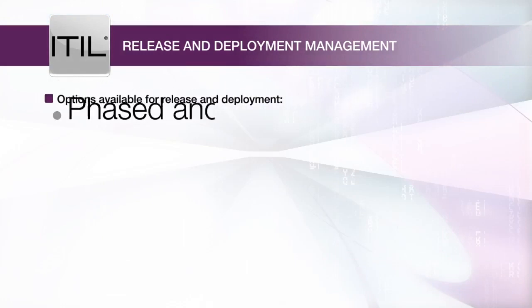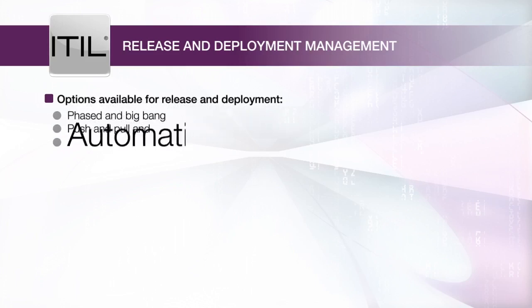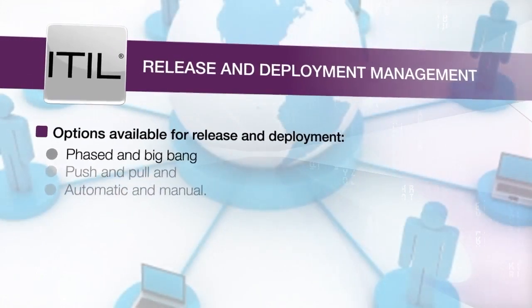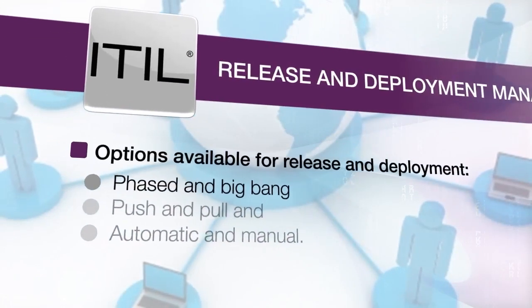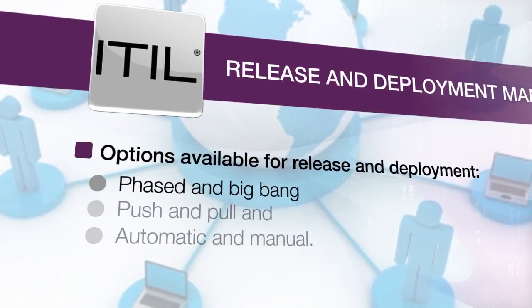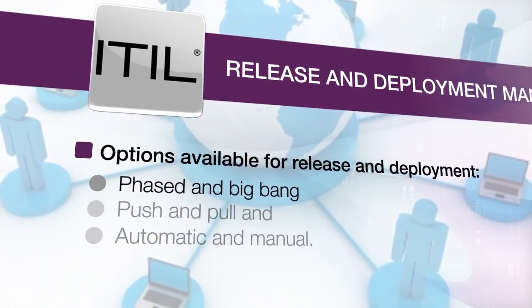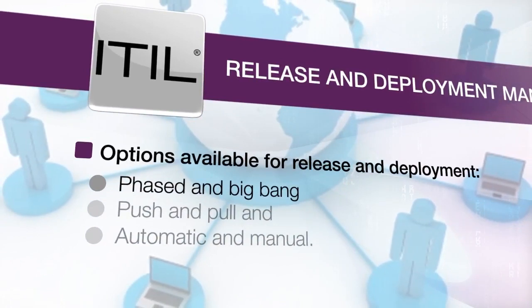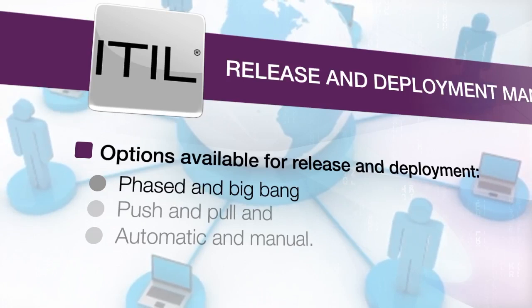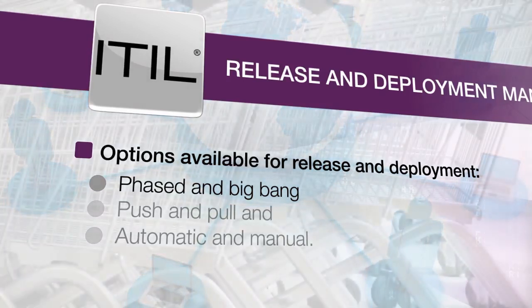They are phased and big bang, push and pull, and automatic and manual. The big bang option is where the new or changed service is deployed to all user areas in one operation. This will often be used when introducing an application change, and consistency of service across the organization is considered important. Examples may include antivirus updates.